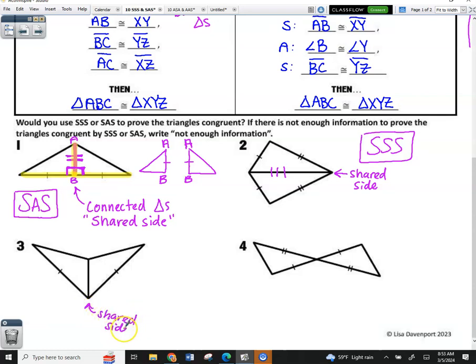I know you may be like, I really don't want to write that again. I've already written it twice. But I promise you it's going to solidify this thought process. It's going to help along the way. I promise. If this is a shared side, this means that if I take the triangles and I pull them apart, that side would be drawn twice, which means it's congruent to itself. So I'm going to come over here and draw two congruent marks.